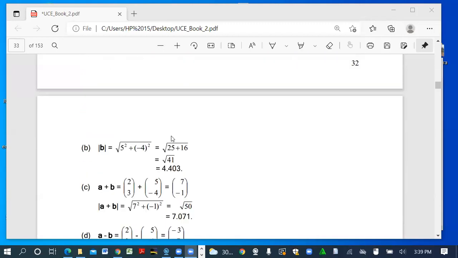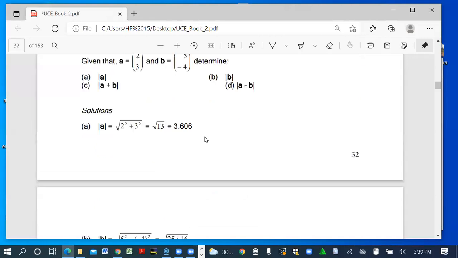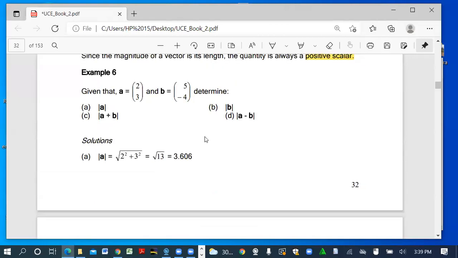And indeed, if you check part C, 7.071 was the answer. Now, what is the answer of part D? Write out, please. Write out part D.